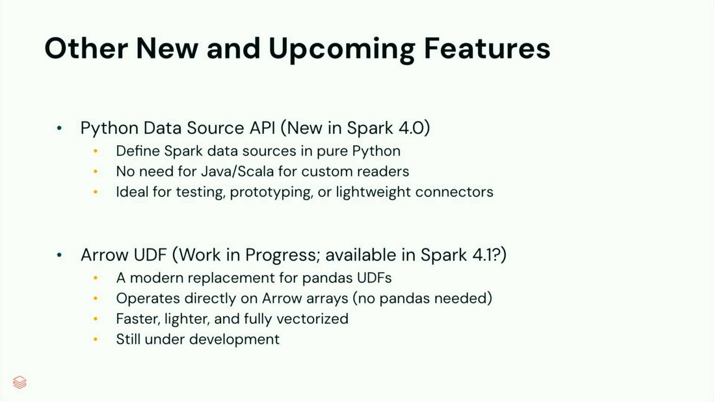The second one is Arrow UDFs. This is under active development. This will be a modern replacement for pandas UDFs, operating directly on Arrow objects, Arrow batches, without conversion to pandas. They are fully vectorized and promise both speed and simplicity. But they are still a work in progress. I guess it will be available in Spark 4.1.